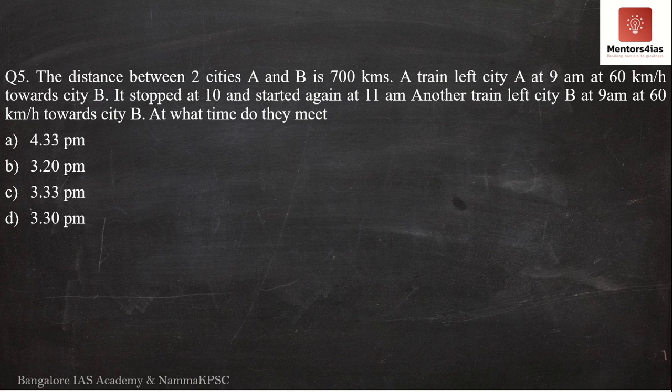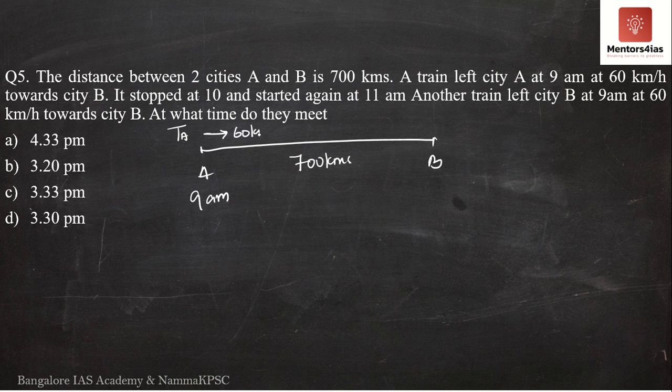Now the fifth question says the distance between two cities A and B is 700 kilometers. If you've understood, please try to do this by yourself. A train left city A, let me take this as train A, at 9 a.m. towards city B at what speed? 60 kilometers per hour.